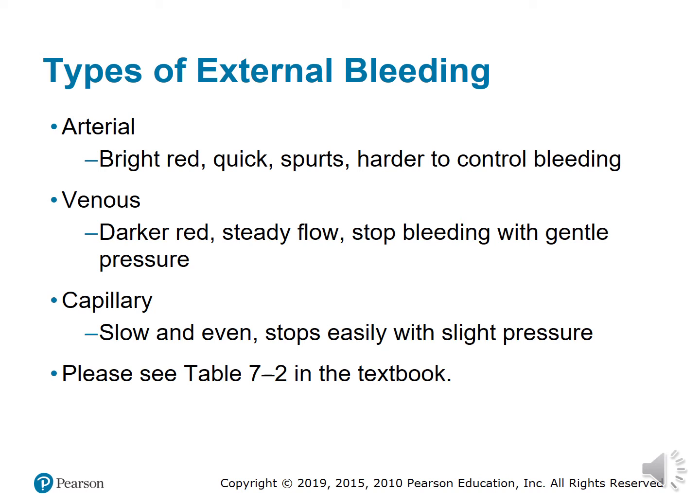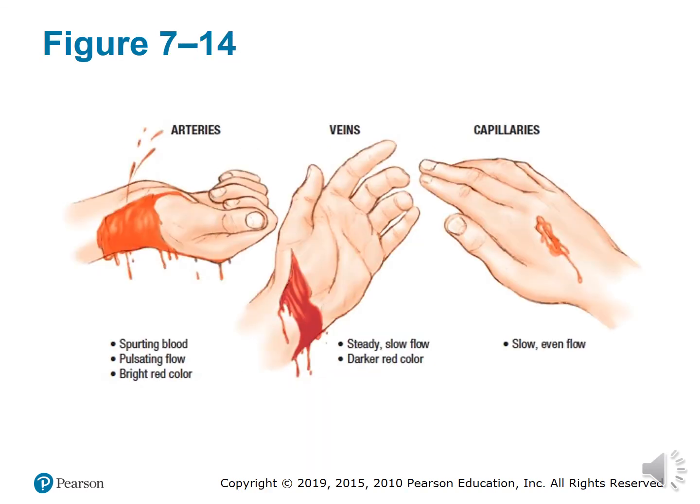Capillary blood is slow and even, and stops easily with slight pressure. We typically do capillaries on the fingers, and applying just a little bit of pressure, it'll stop. That's what the different types of blood look like.